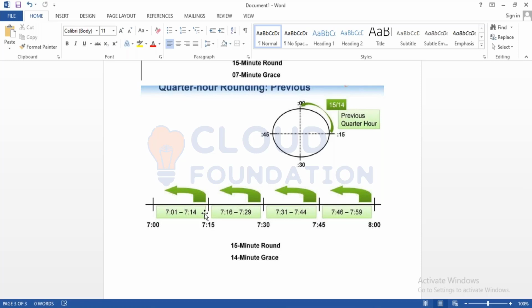These are the options that you have. When your client says, I want the employees to punch in at 7 a.m., but if they come after 7, even 1 minute late, I want them to be late by 15 minutes. I want the punch to go to 7:15. In that case, what will you choose?